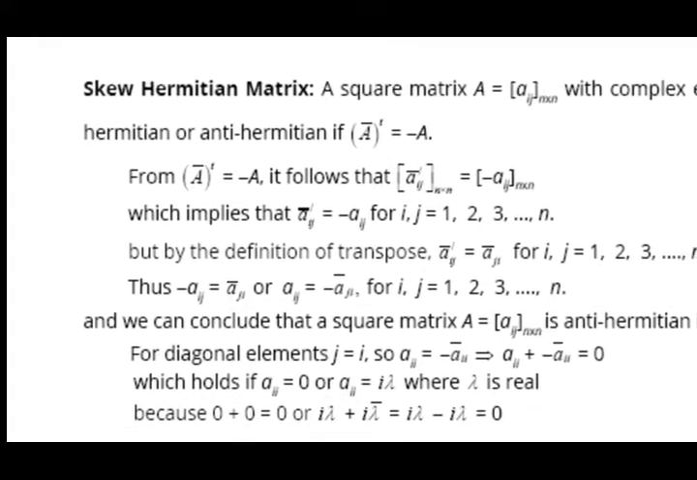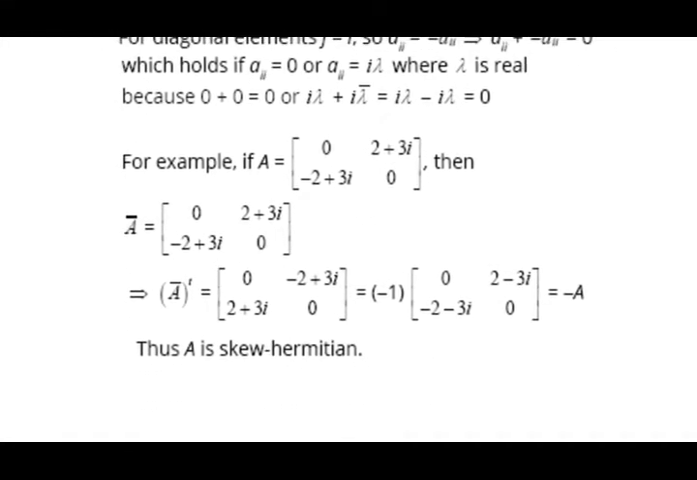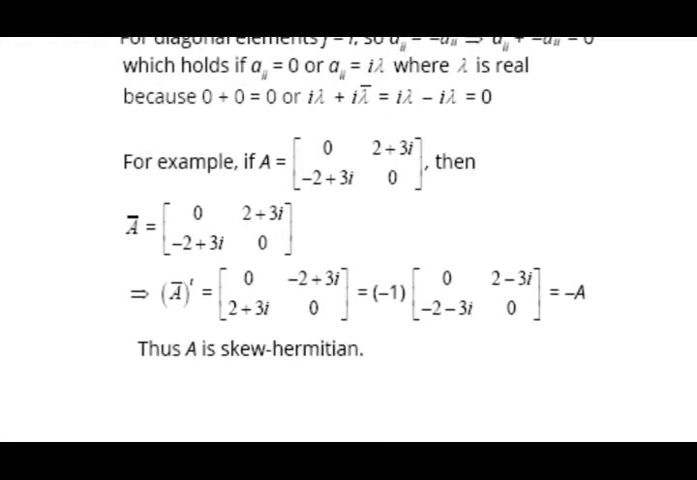Skew Hermitian is one in which we take the bar and then transpose and it is equal to -A. Therefore it is called like skew symmetric and skew Hermitian. At the end we take minus common. Here is an example: we first take the bar, then its transpose, and then we take -1 common, and this is equal to the original one. Therefore A is skew Hermitian.